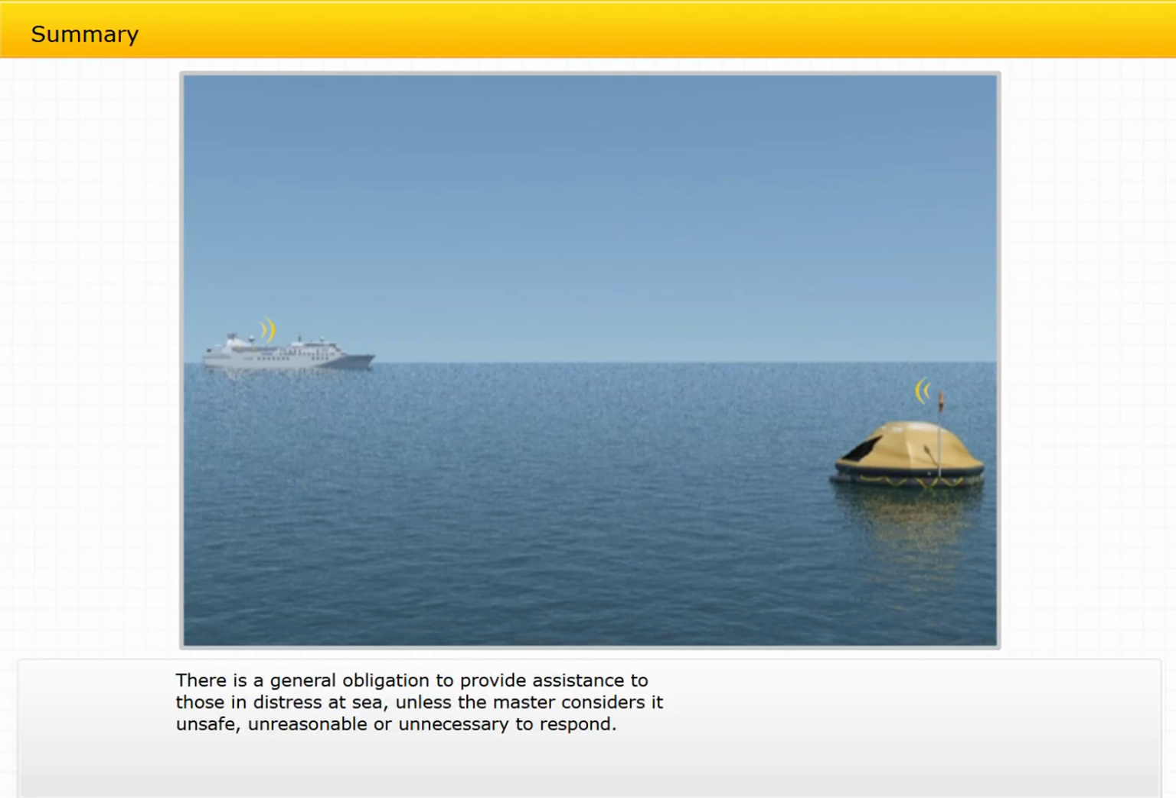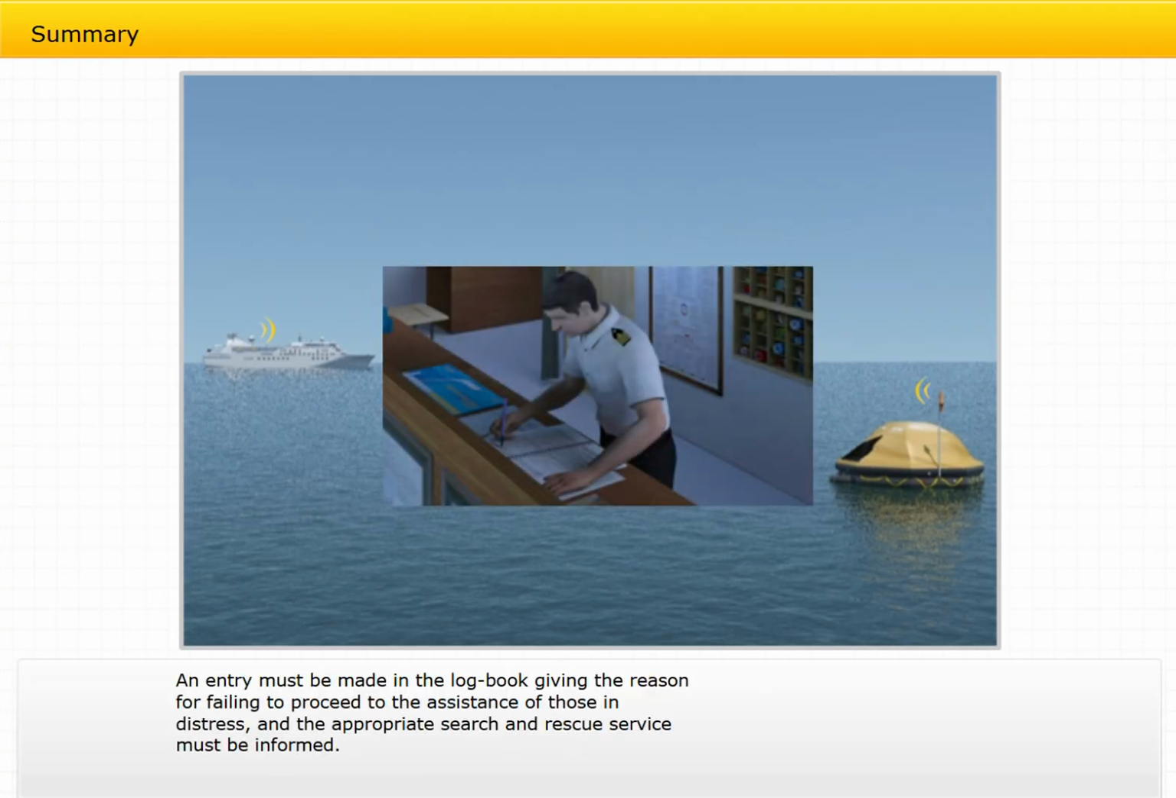There is a general obligation to provide assistance to those in distress at sea, unless the master considers it unsafe, unreasonable, or unnecessary to respond. An entry must be made in the logbook giving the reason for failing to proceed to the assistance of those in distress, and the appropriate search and rescue service must be informed.